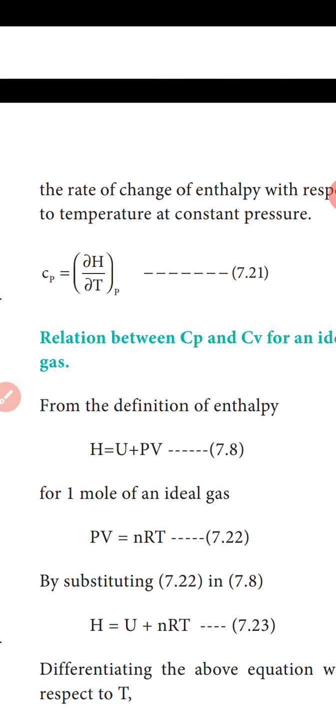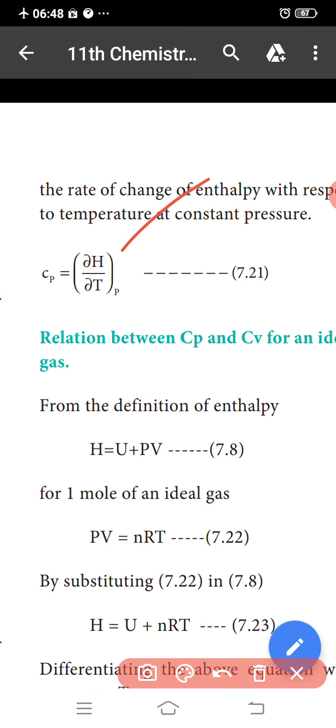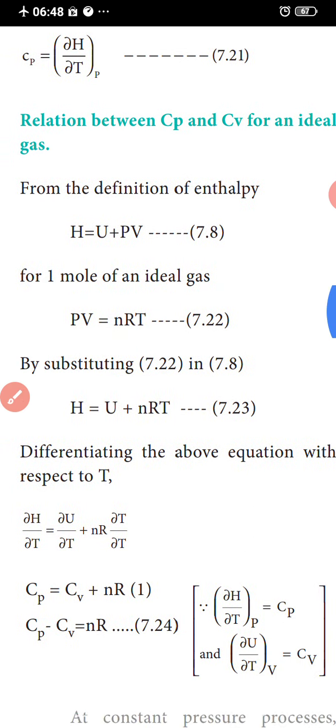Enthalpy: similarly, the molar heat capacity at constant pressure can be defined as the rate of change of the enthalpy with respect to temperature at constant pressure. So Cp is equal to dou H by dou T at constant pressure. The next one, discuss the relation between Cp and Cv for an ideal gas.